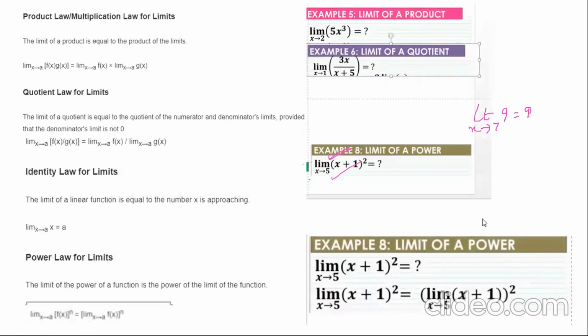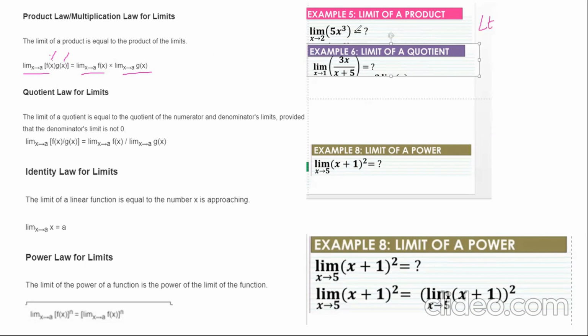What are the next laws? Come on, look at this. What do you understand? So the next law is the product law, the law of multiplication. How do we do the product law? You see here, limit x tends to 2. What is the meaning of product law? Limit x tends to a of f of x times g of x: you are multiplying these two functions with a common limit, so you can take individual limits.